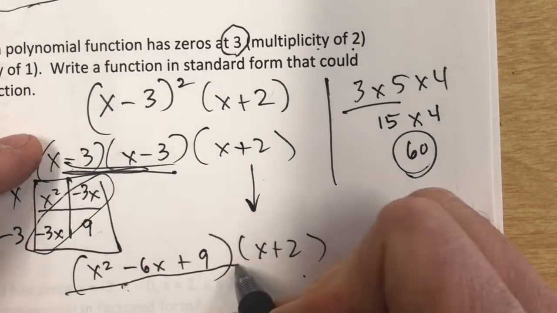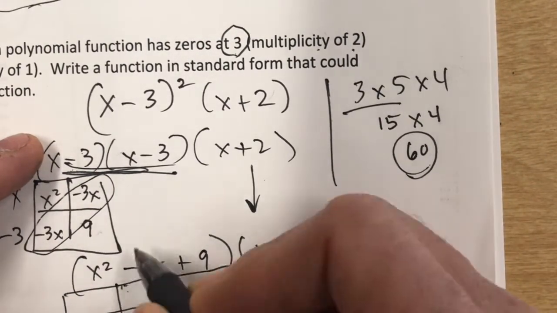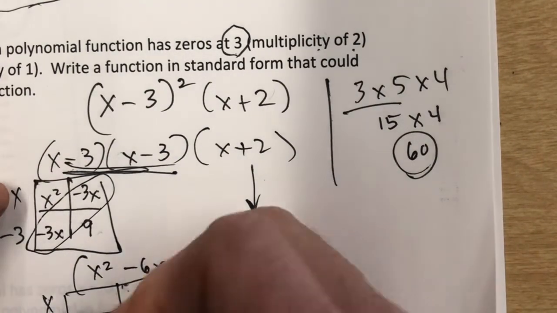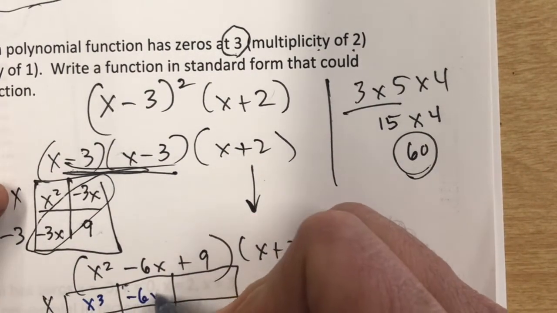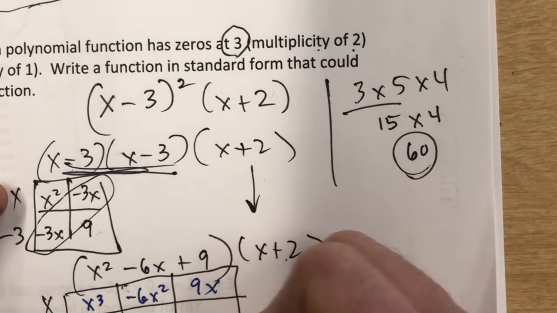Well, I'm going to build a box here like I did just previously. I got a column for each one of those, and I'm going to put x plus 2 over here to the side. Which means right here, x to the third, negative 6x squared, 9x, 2x squared, negative 12x, 18.